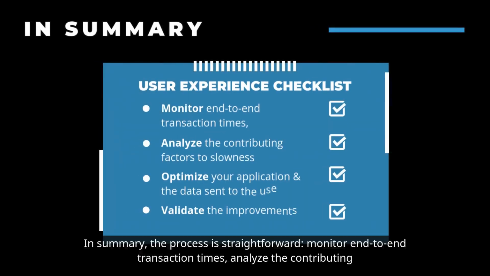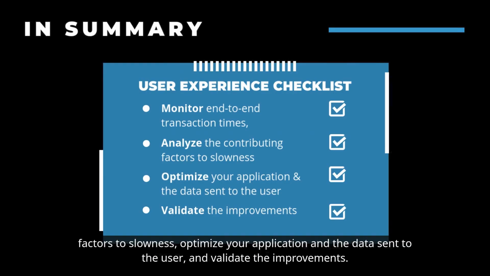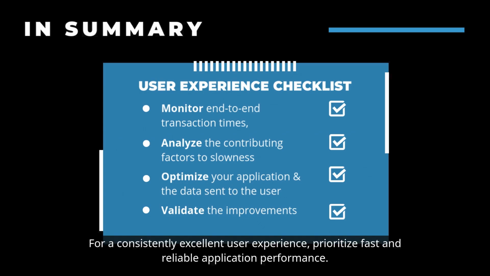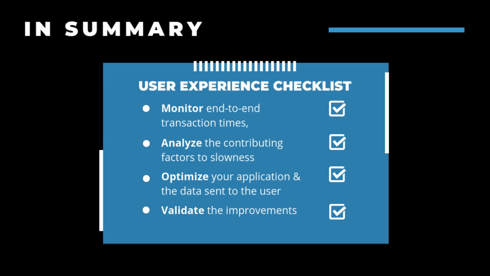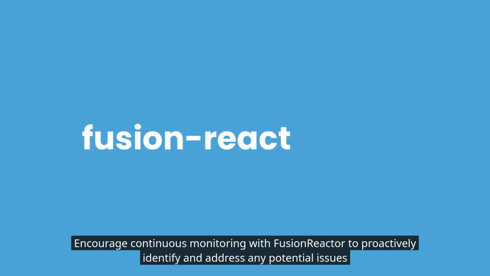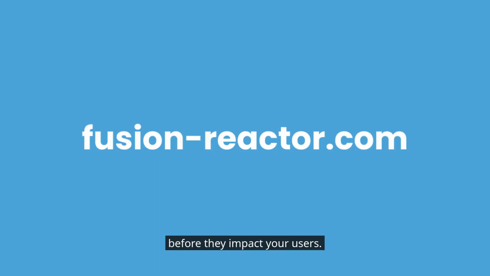In summary, the process is straightforward. Monitor end-to-end transaction times, analyze the contributing factors to slowness, optimize your application and the data sent to the user, and validate the improvements. For a consistently excellent user experience, prioritize fast and reliable application performance. Encourage continuous monitoring with FusionReactor to proactively identify and address any potential issues before they impact your users.